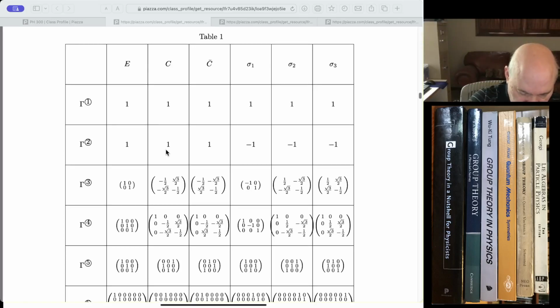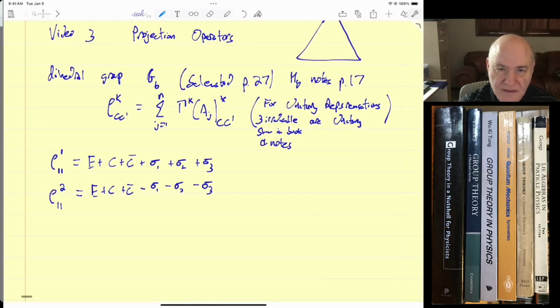For the first one-dimensional representation, we'll call that 1. It only has one matrix element because it's one-dimensional. And since all the numbers are 1, it's just the sum of all the group elements: E plus C plus C bar plus sigma 1 plus sigma 2 plus sigma 3. The second irreducible representation also has only one matrix element, and it's again the sum of the group elements, but now since the reflections have a minus sign associated with them, we subtract them. So we get rho 1, 1 equal E plus C plus C bar plus sigma 1 plus sigma 2 plus sigma 3, and rho 2, 1, 1 equal E plus C plus C bar minus sigma 1 minus sigma 2 minus sigma 3.